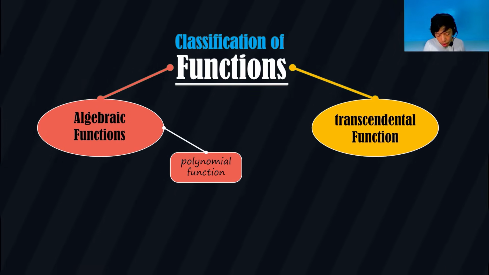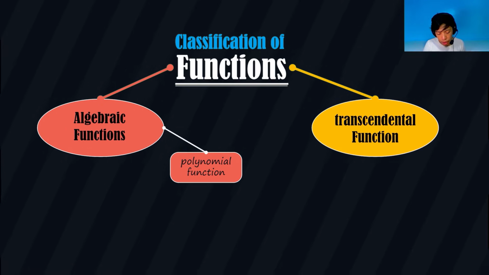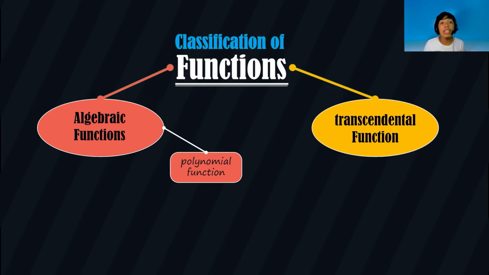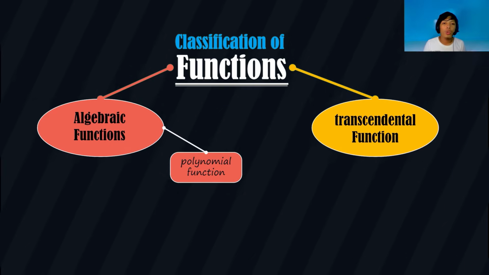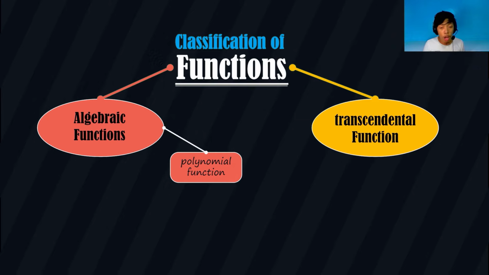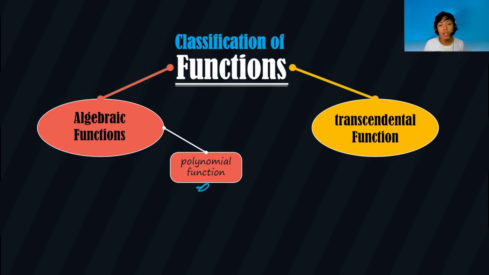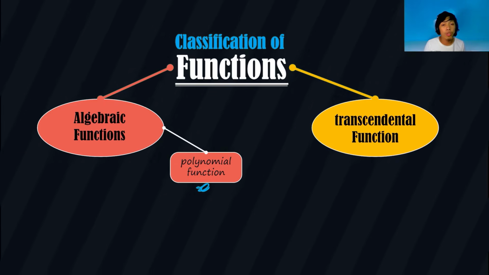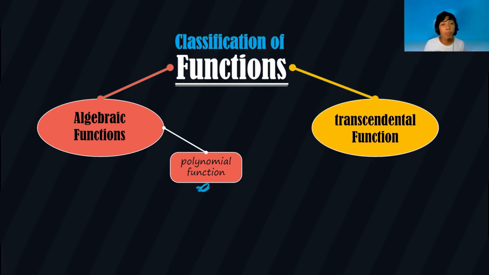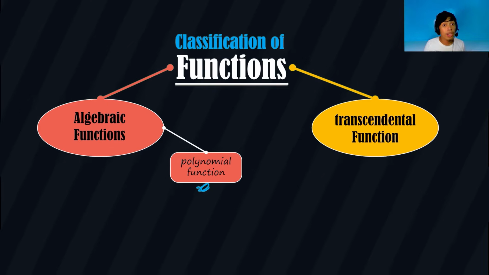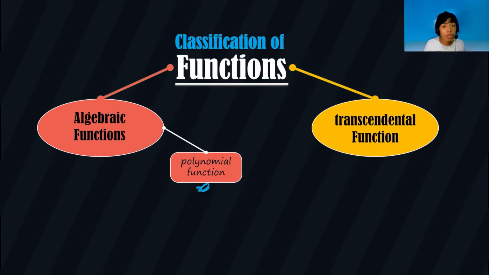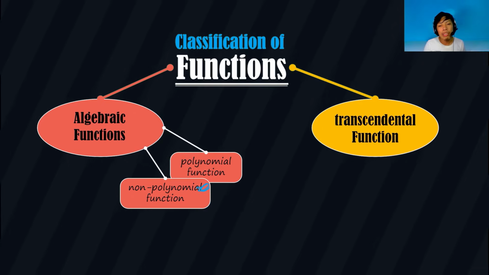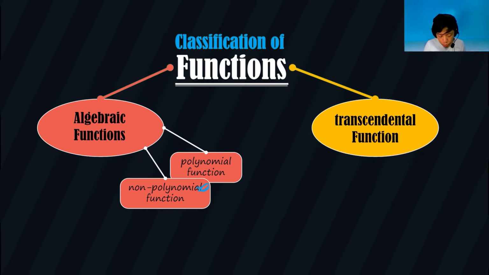If any term of the function f of x contains x with a negative or fractional exponent, meaning, in a polynomial function, the exponent of x is a positive integer, including 0. But if the exponent of x is a negative or a fraction, then it's not a polynomial function anymore. We call it a non-polynomial function.